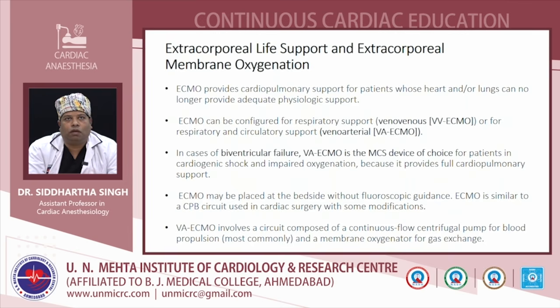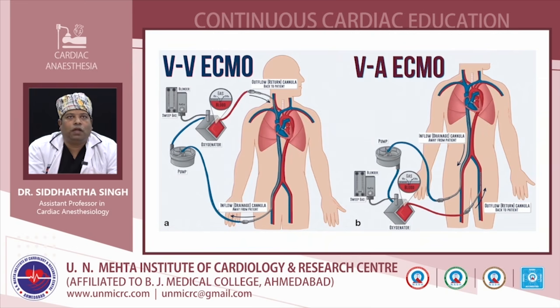Then come the ECMO support, extracorporeal life support, or extracorporeal membrane oxygenator. It is of two types: one is VV, another is VA ECMO. VV is generally for respiratory support, and VA ECMO is for both cardiorespiratory support. So in case of biventricular failure, VA ECMO is the device of choice for a patient in cardiogenic shock with impaired oxygenation, because it provides full cardiopulmonary support. This is the diagram of VV and VA types of ECMO.